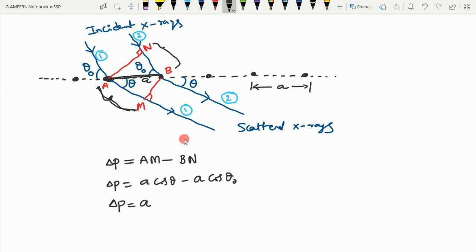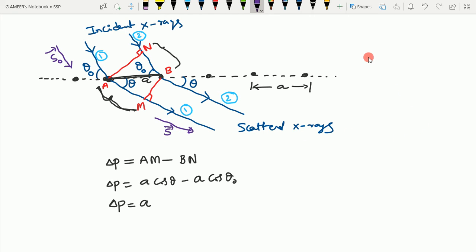Let us define a vector along the incident ray direction. Along the incident ray direction I am defining a vector S naught. Along the scattered ray direction I am defining another vector, let us call it S.